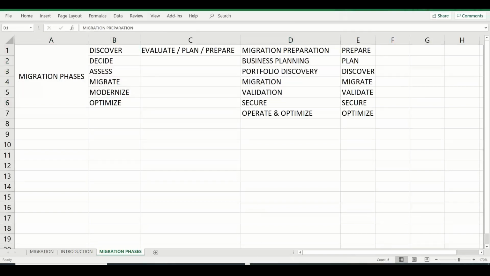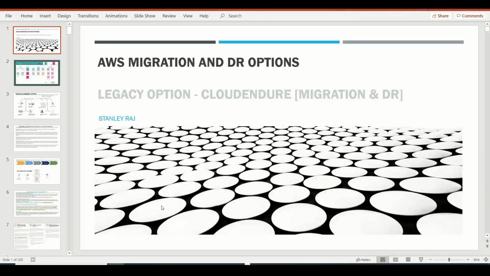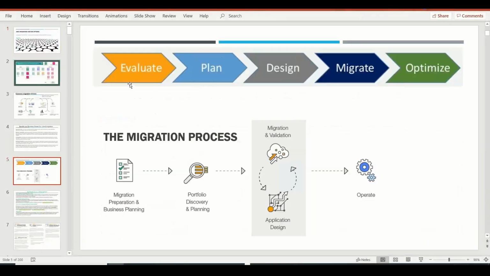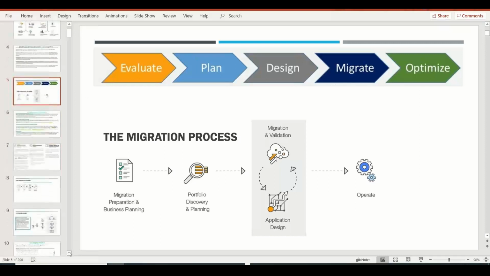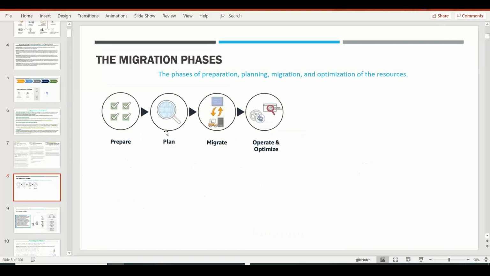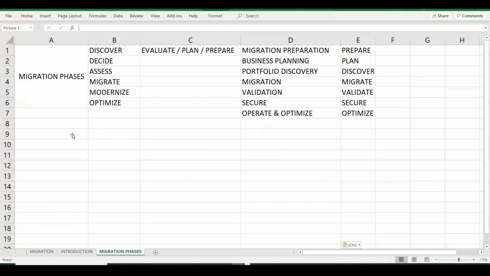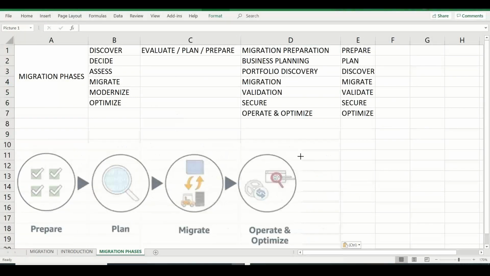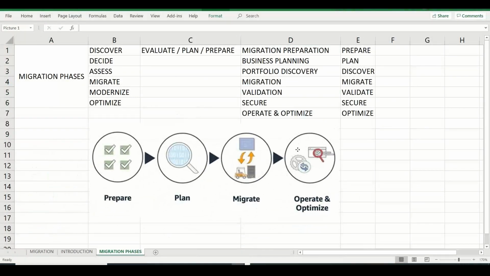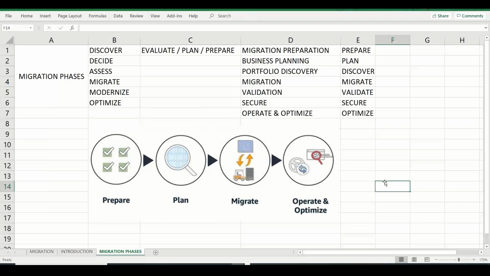Even in my slide deck, I might have some inputs for you: evaluate, plan, design, migrate, and optimize. Or in some of their recent documents, they have simplified it to: prepare, plan, migrate, optimize, and operate. Operate and optimize. These are the general, easier terms that you can follow when it comes to migration.